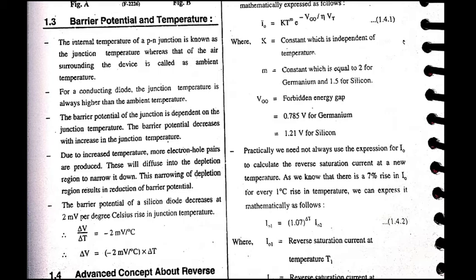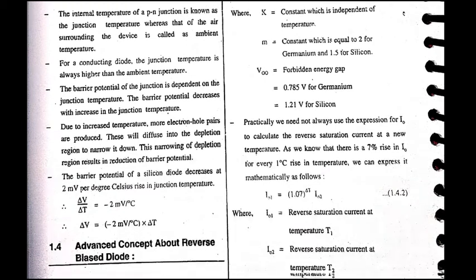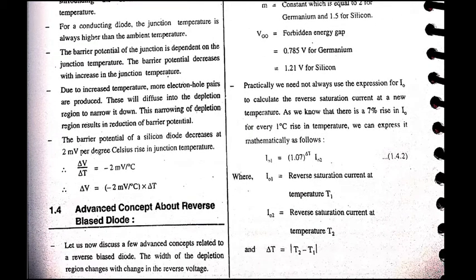barrier potential and temperature. As we increase the temperature, the barrier potential will decrease. This is what we have seen. Why? Because more electrons will come out, more electron-hole pairs will be generated, so the depletion region decreases, and as the depletion region decreases, the barrier potential reduces.